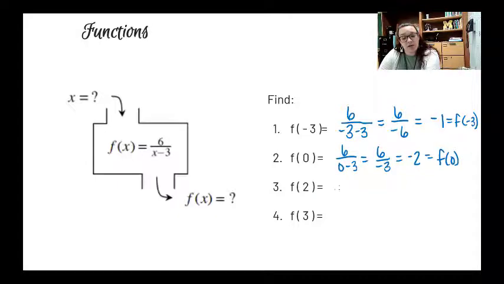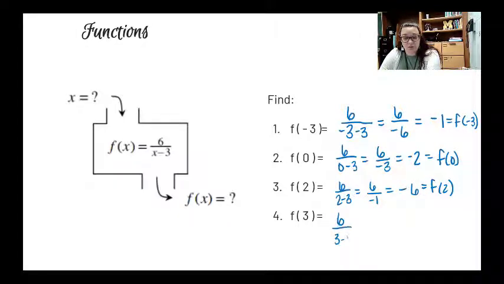2 more. F of 2, I've got 6 over 2 minus 3, simplifies to 6 over -1, or -6 for f of 2. If I try it with 3, I've got 6 over 3 minus 3. 3 minus 3 is 0. This one is undefined. You can't divide by 0.